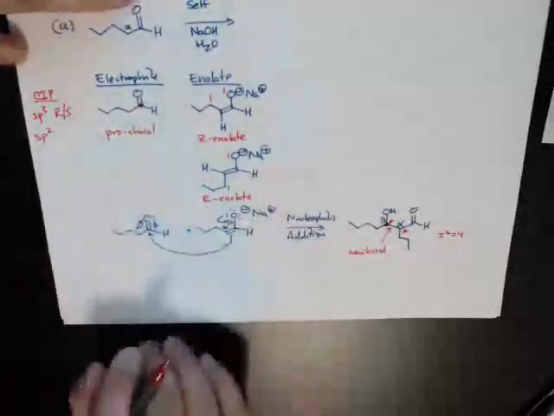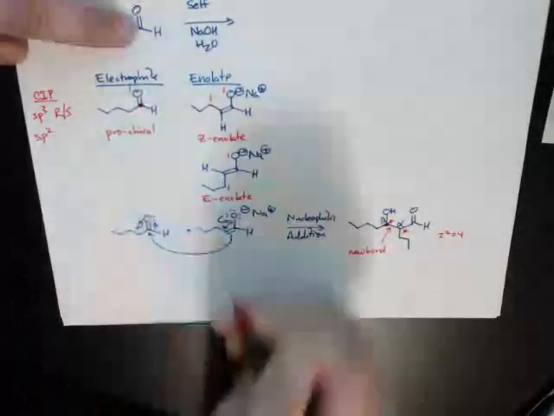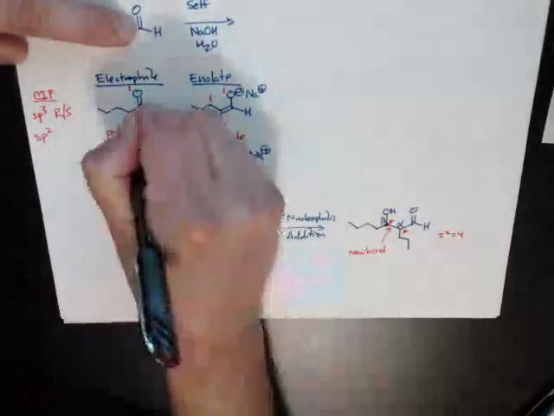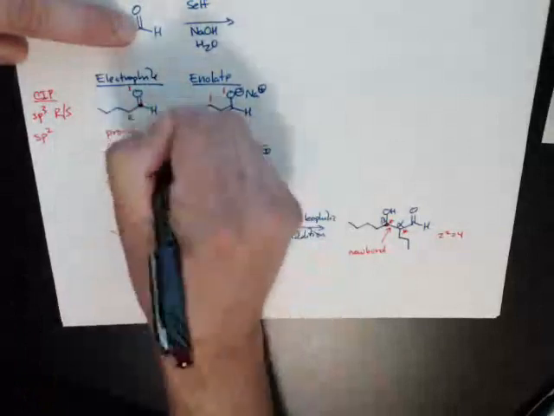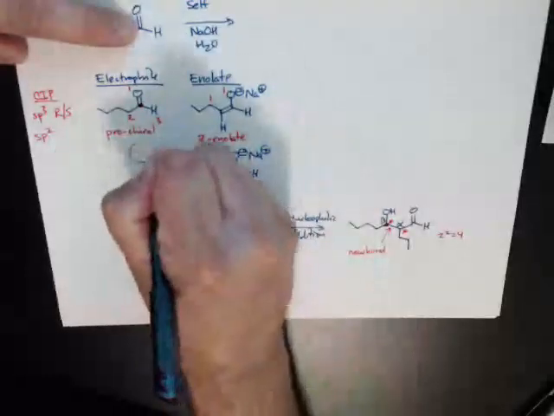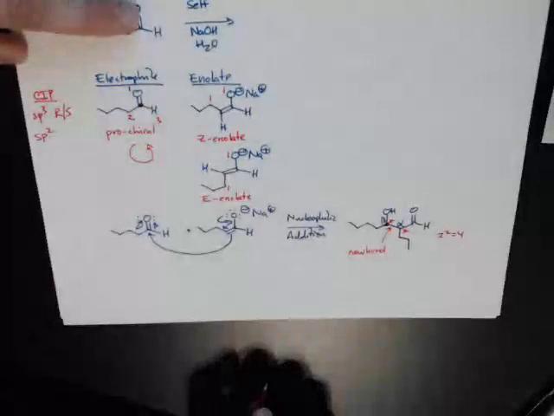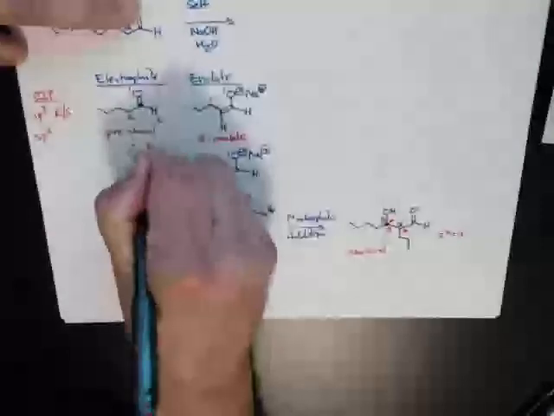Again, you're looking at the atomic number. Oxygen is going to be 1. Carbon is 2. Hydrogen is 3. So from this face that we're looking at, we're going in this direction. So that's counterclockwise. So that's called the Si face, S-I.